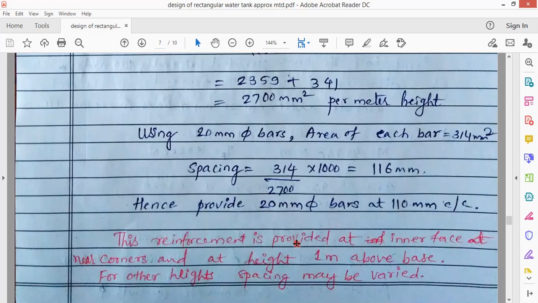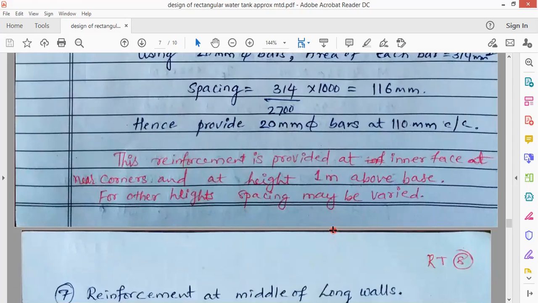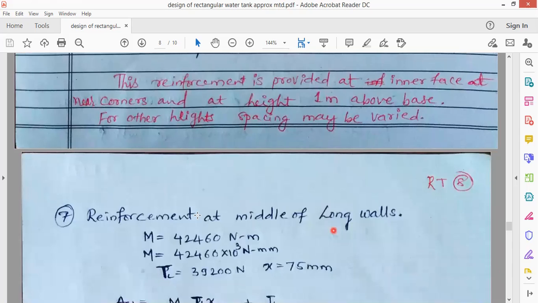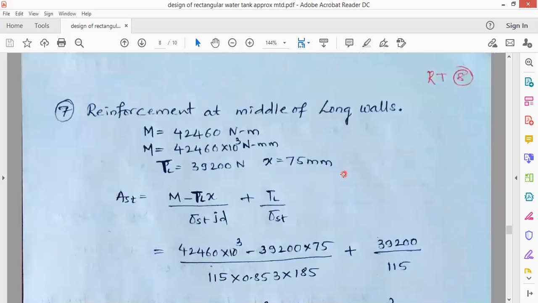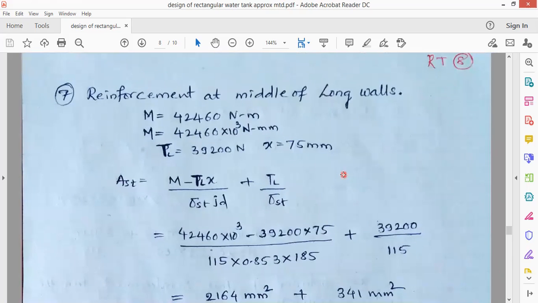So for other heights, as the water pressure increases with the height, we may increase the spacing, which means the spacing will be varied now. So let's say I am providing 110 mm center to center at 1 meter span above the base. I may be increasing this to 220 at 2 meter span above the base. So that's how I can increase the spacing. So reinforcement at middle span. I have calculated the reinforcement at the corners. Now I will calculate the reinforcement at the middle span of the long wall.